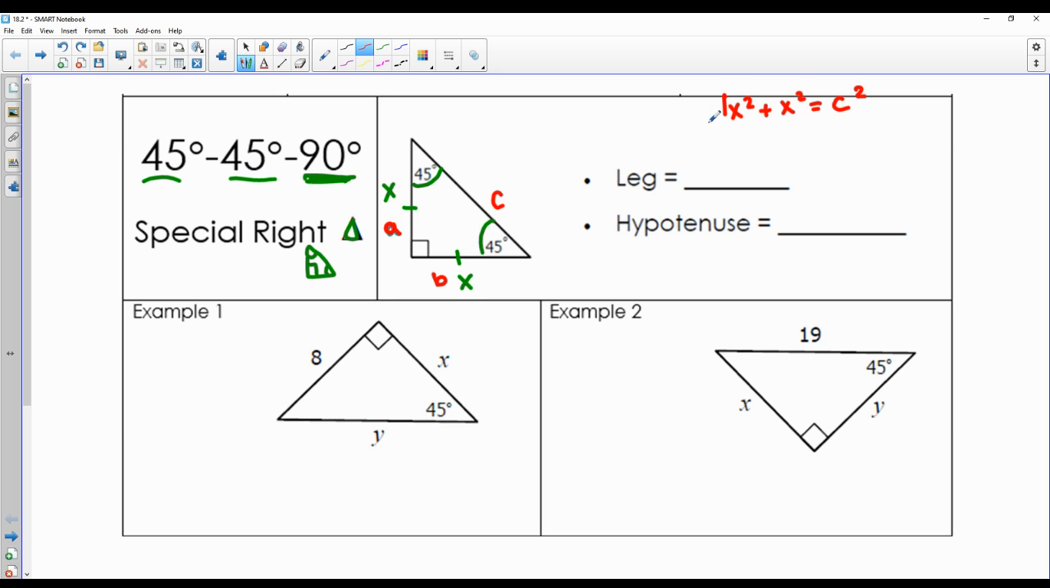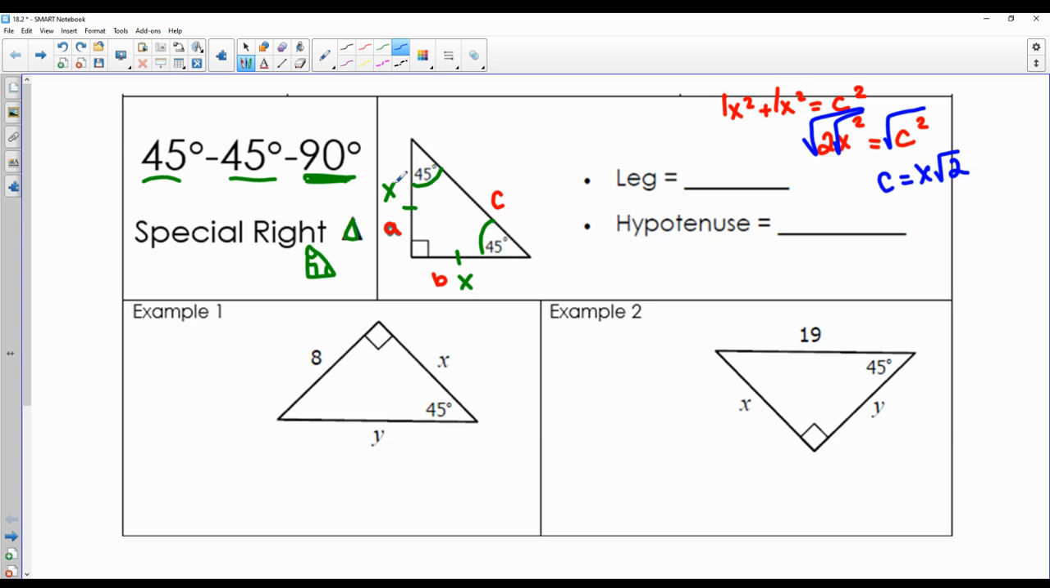If I have one of these x squareds and add them to another one, these are like terms, so I can add them together. I've got 2x squared, which is equal to c squared. And then to find the value of c, I'm just going to take the square root of both sides. The square root of c squared is just c. And then notice you can actually break this up into two radicals. I do know the square root of x squared is just plain x, and we don't know the square root of 2, so that's going to stay under the square root.